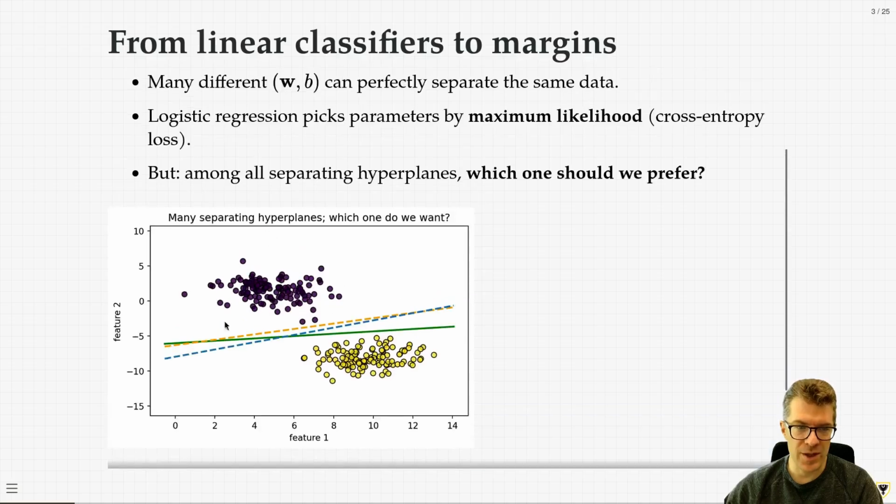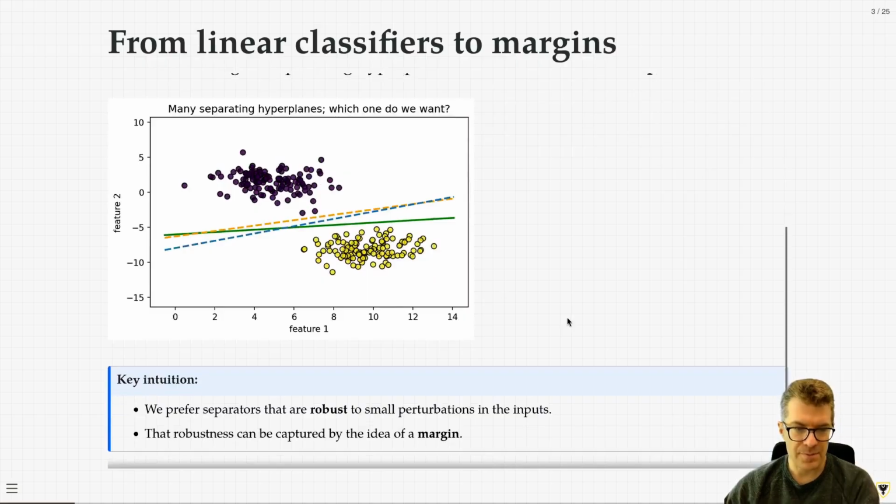Here's just a simple example of this. These are two very distinguishable classes, purple and yellow, and we have a linear boundary between them. I've drawn three of them, dashed orange, dashed blue, and green. But you can tell you could tilt this an arbitrary number of ways and still completely and perfectly separate purple from yellow, given this training data. So given these infinite number of possible linear boundaries, which one is the best?